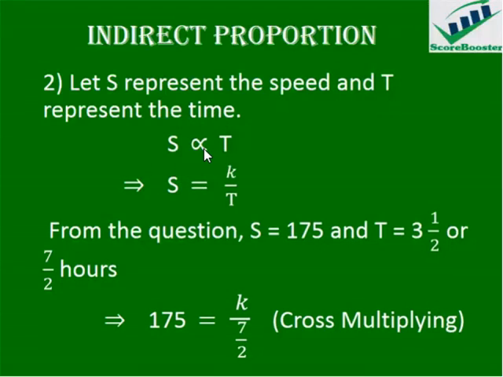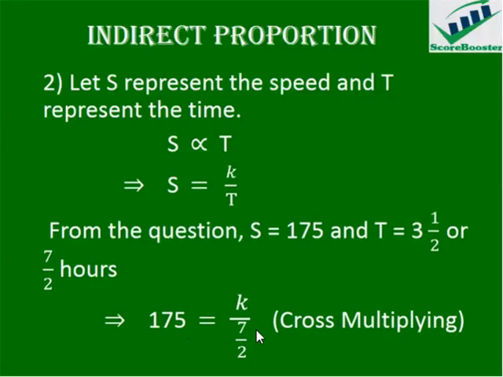So S is inversely proportional to the time, and you know that this is going to change to S equals k, the constant of proportionality, divided by the time. So from the question, the speed is 175 km per hour and the time is 3.5, or when you change this to an improper fraction, it's going to be 7/2 hours. So substitute this value into this. We have 175 equals k over 7 over 2.